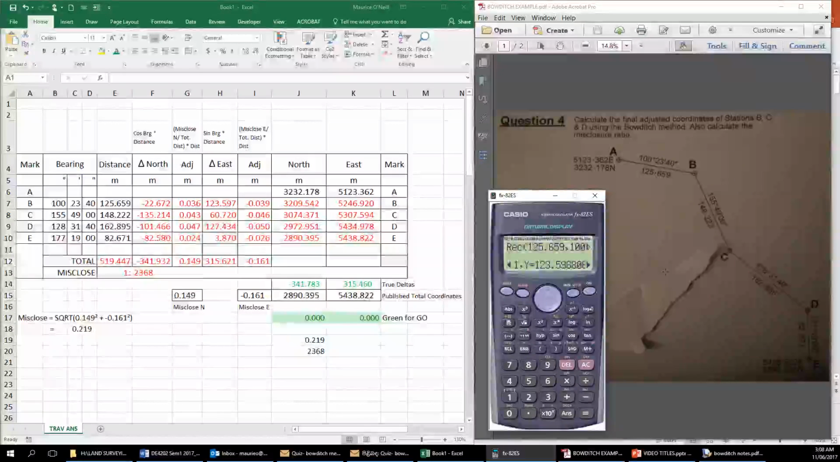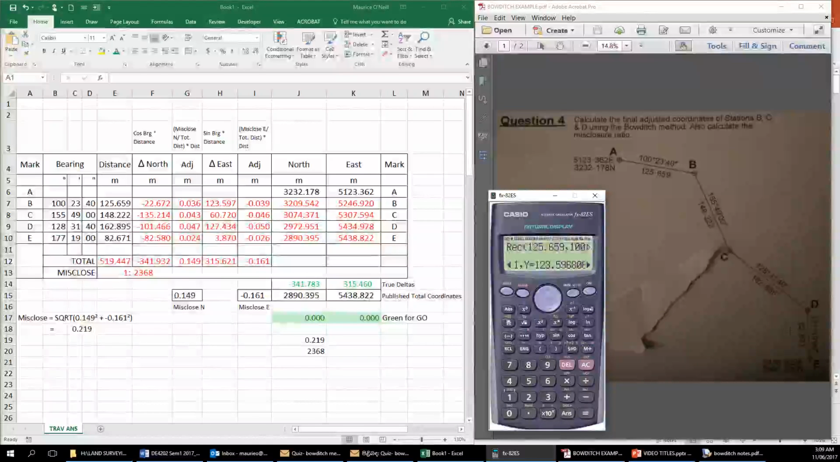Okay, now I've put the black information is what we know, and the red information is all of the stuff that I'm going to calculate. Okay, all right, so let's get on now, and then we've got 128.3140 for 162.895 and 171.1900 for 82.671. Now I would say that it's always important that you check your bearings right at the start, that you've got them written down correctly, because one mistake there, it screws everything up.